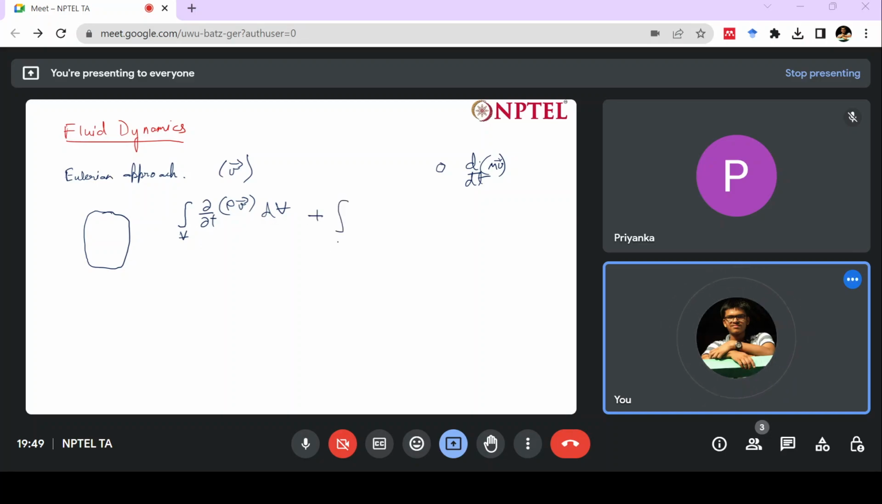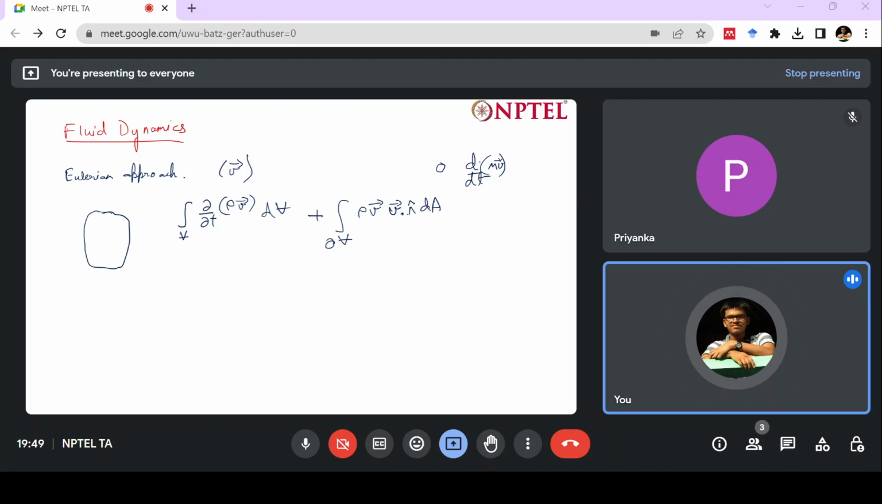What is the term? So I will use this notation. This is basically the surface of this particular volume. This is our momentum, and we have the outward flux from this particular region in space.